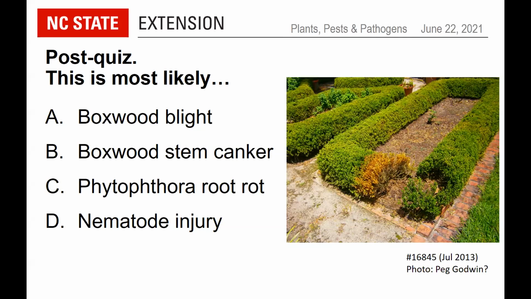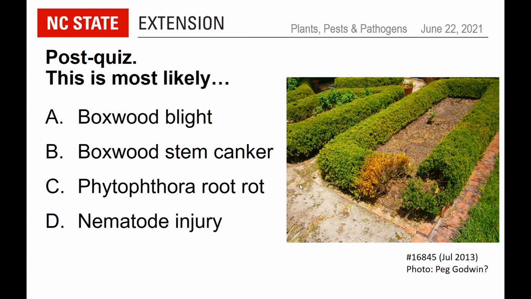And we're up to 57, so 58, 59, 60 brave folks have answered. So let's go ahead and close it out and share those results. So fairly substantial lead there with C, which is in fact the correct answer. This is Phytophthora root rot.